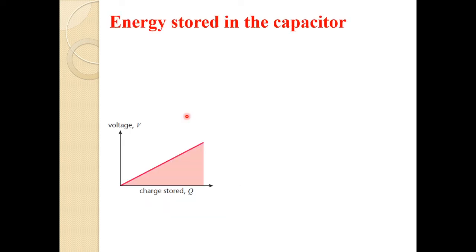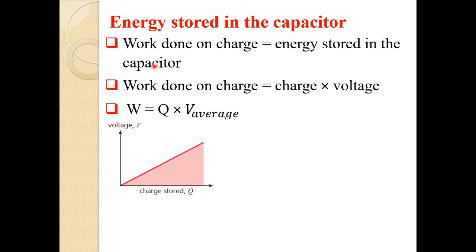Energy stored in the capacitor. Here I have plotted a graph, voltage against charge stored, that is Q and this is V. We know from the unit 2 electricity, work done on charge. Work done on charge is equal to the energy stored in the capacitor. That is the theory here.